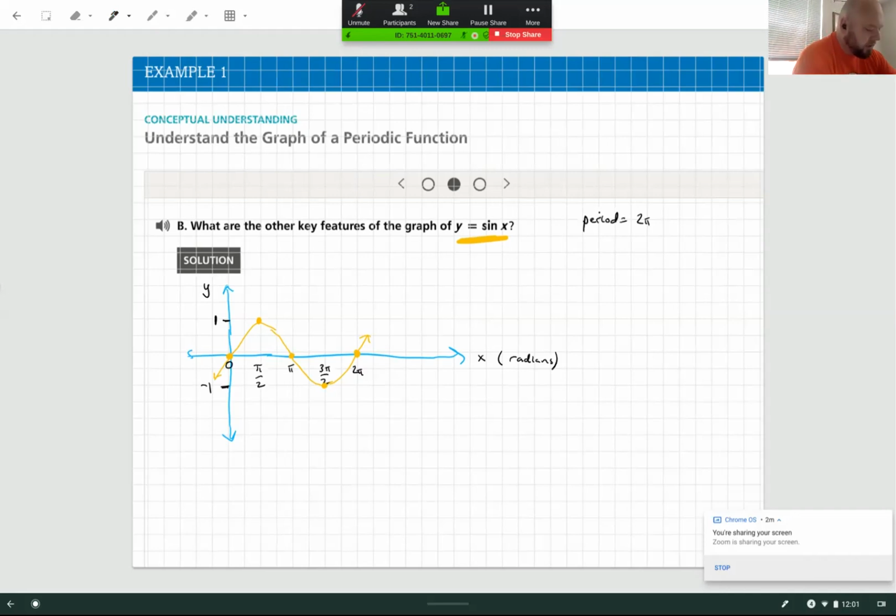Another feature of our graph is the midline. And the midline is basically, where's the middle? Where's a horizontal line that goes through the middle of our graph? And this one, it might be obvious to you, hopefully it is. The middle of our graph is actually the x-axis. If we highlight over that, you can see that half the graph is above that, half the graph is below that. The midline is always going to be a horizontal line that splits the graph in half.